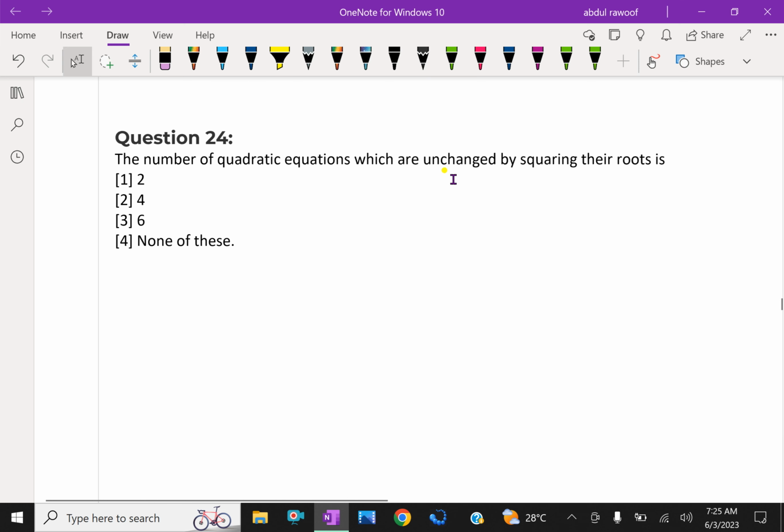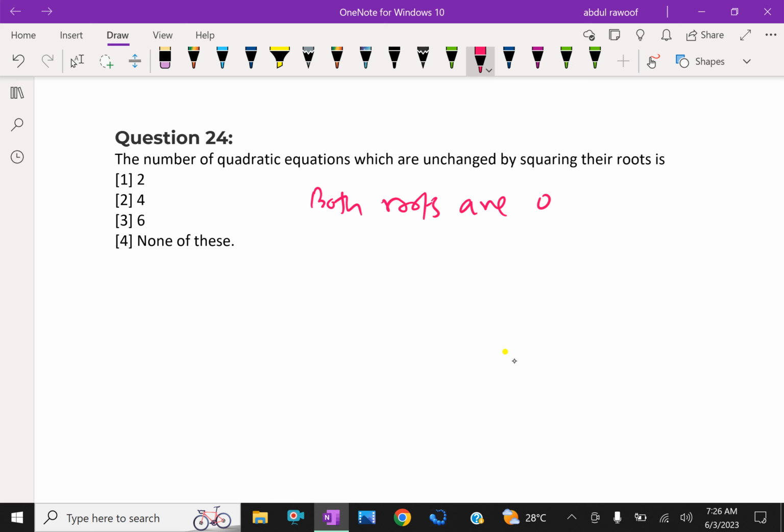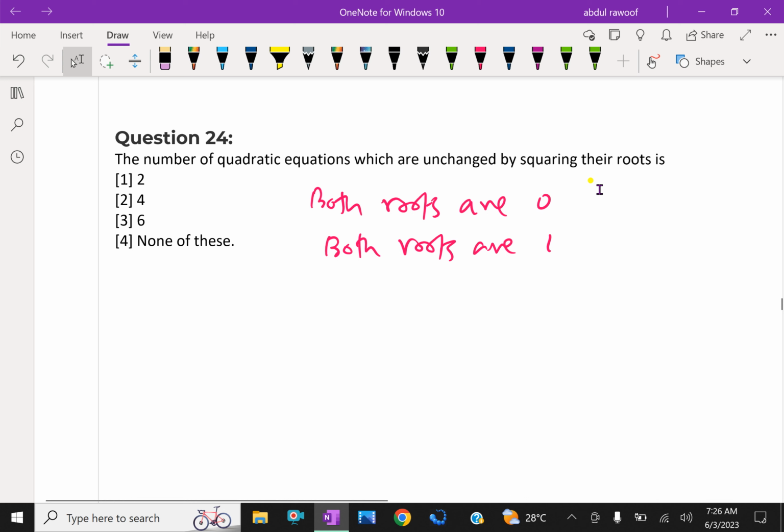The number of quadratic equations which are unchanged by squaring their roots. Here, a valid equation will be formed when both roots are zero, or both roots are one. Both roots are 0 means 0 square plus 0 square, the sum of the squares of the roots is also 0, and both roots are 1 means the same holds.